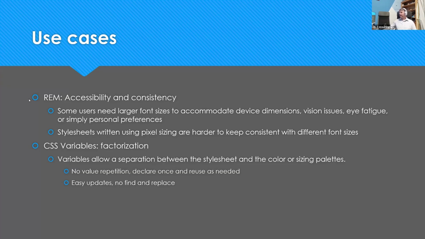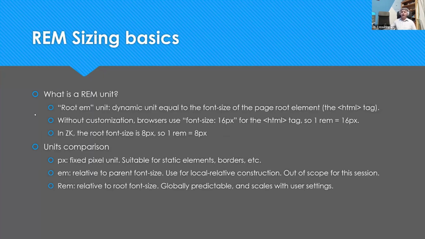Okay, let's get to the basics. I've already talked a little bit about it, but a REM unit is a root EM unit. It's based on the font size of the HTML tag of your page. By default, most browsers will give a font size of 16 pixels. So by default, a 1 REM declaration is equal to 16 pixels. And then you simply multiply it. 2 REM is going to be 2 times 16, that's going to be 32 pixels. 0.5 REM is going to be 8 pixels.